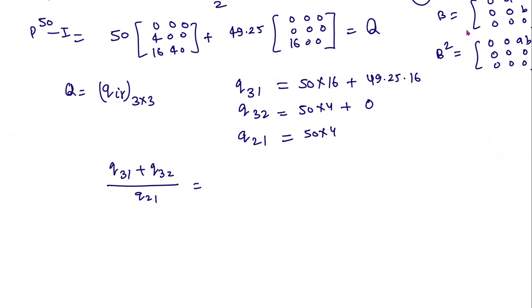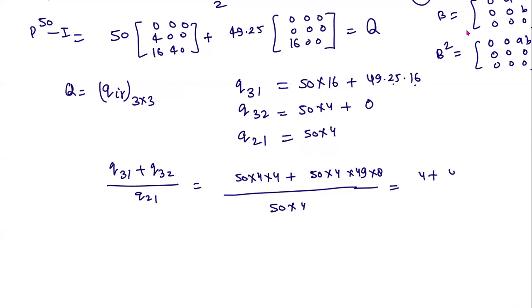Observe. Don't do that multiplication also. Easily we can solve each and everything. Here we have 50 into 4 plus that we can write 25 into 2. So that we can write is 50 into 4. Am I correct? Plus 50 into 4 into 49 into 8. Check. Yes, sir. 50 into 4 common and cancel. Then we have 4 plus 49 into 8.